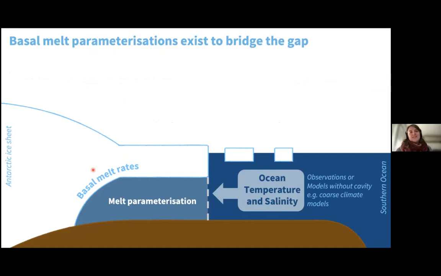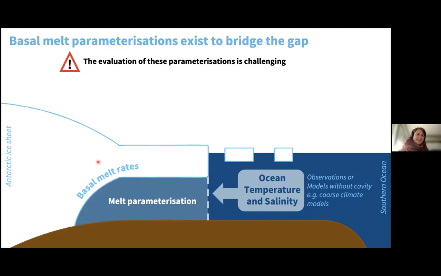Basal melt parameterizations have been developed in the past decades to bridge the gap between ocean temperature and salinity as given, for example, by observations or models without a cavity, like coarse climate models in front of the ice shelf, and the basal melt rate at the base of the ice shelves.